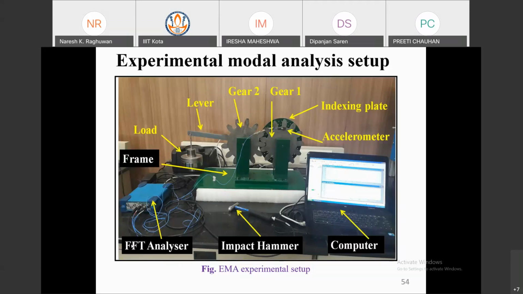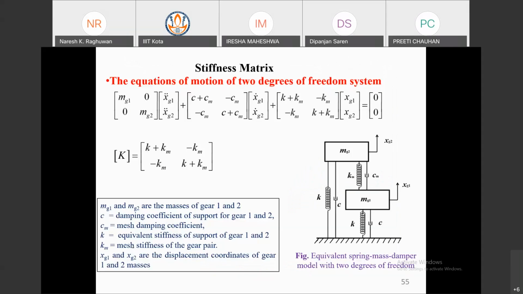In the modal analysis, we get the real and imaginary FRF plots, the frequency response plots. With the help of these frequency response plots, you can get back to the stiffness matrices. I will show you how we get the stiffness matrices. This is the setup. These are the stiffness matrices.